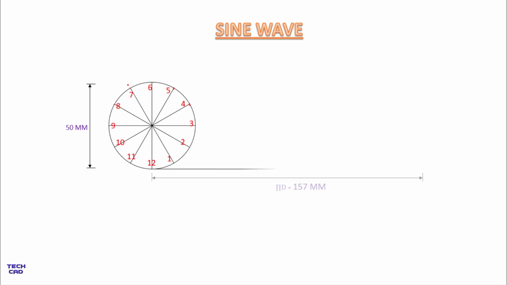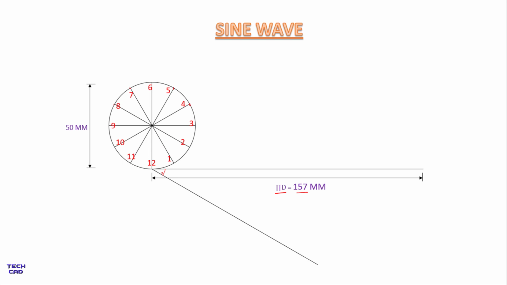Now make a horizontal line from point 12, and the length of this line is whatever the circumference of your circle. So pi d is the formula for the circumference, so it is 157 as we have the diameter 50. Now we will divide this circumference line, the horizontal line, into 12 equal parts. I will make an inclined line from point 12, and this inclination can be any.